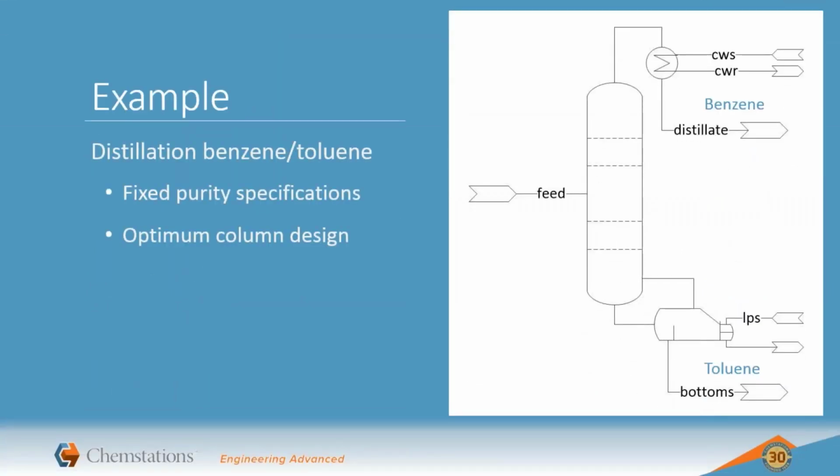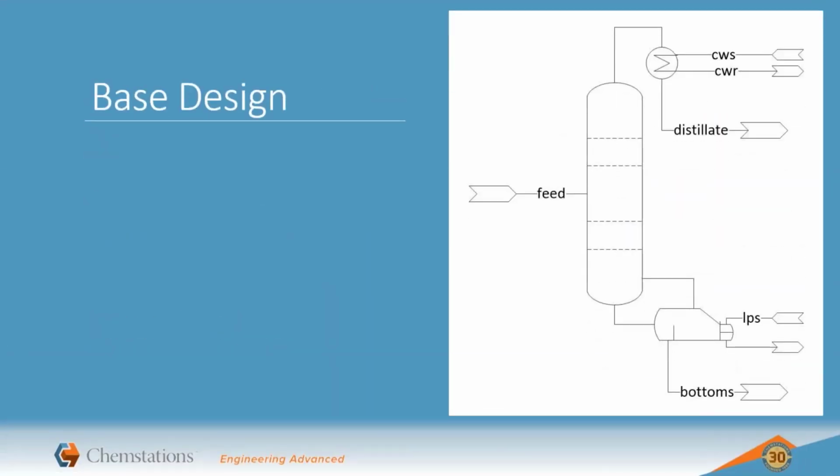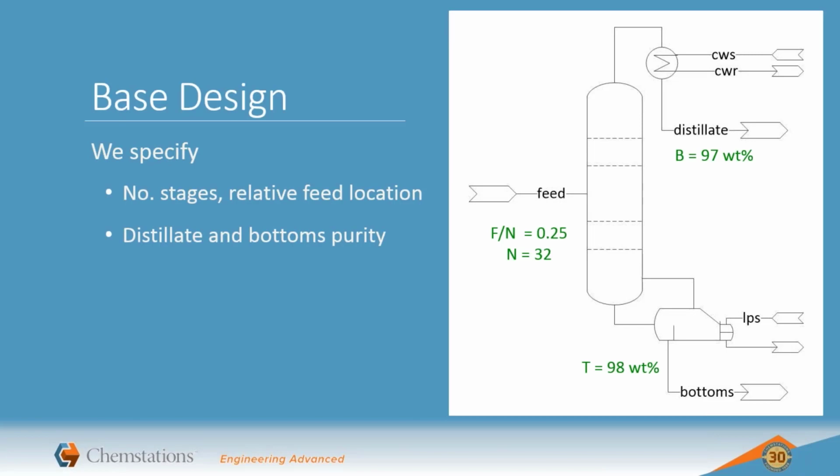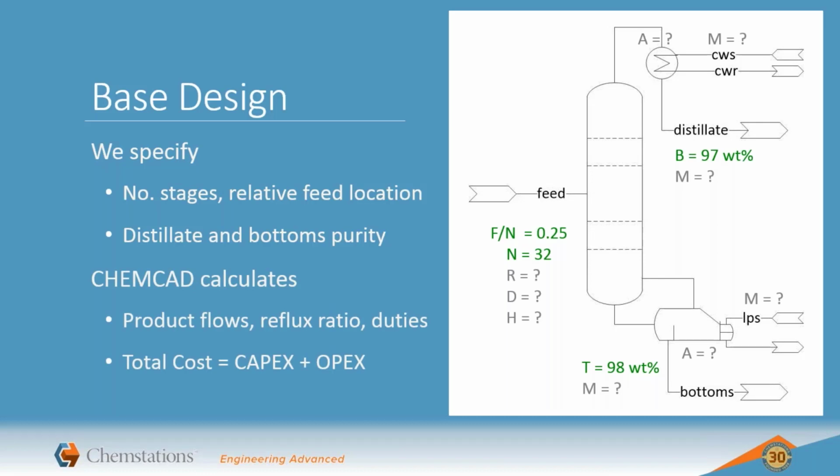Again, for a quick demonstration of these features, we will look at a distillation process that separates benzene and toluene. As a starting point, we specified the number of stages and relative feed location, as well as the mass fraction of benzene in the distillate and the mass fraction of toluene in the bottoms. With these specifications, ChemCAD calculates the product flows, reflux ratio, condenser and reboiler duties, as well as the capital and operating expenditures using mass and energy balances, but also sizing and costing routines and custom calculations to obtain a rough estimate of the total cost for this process.